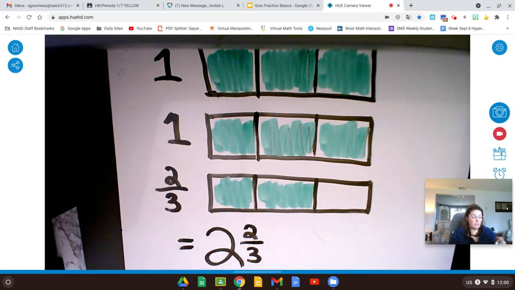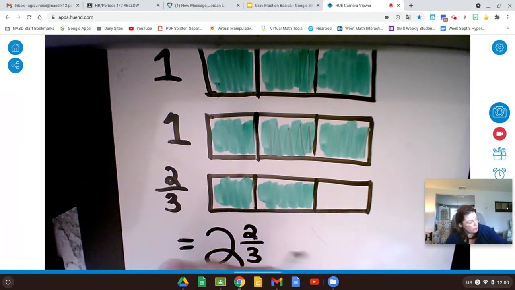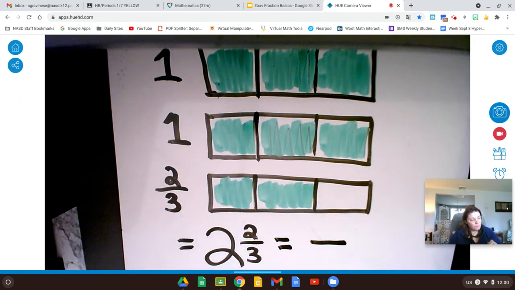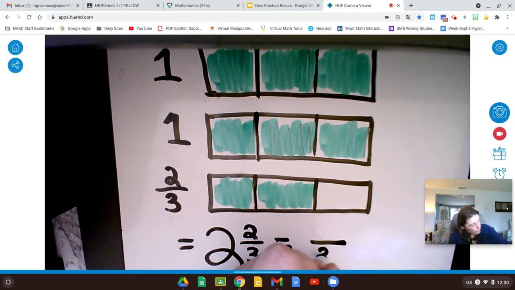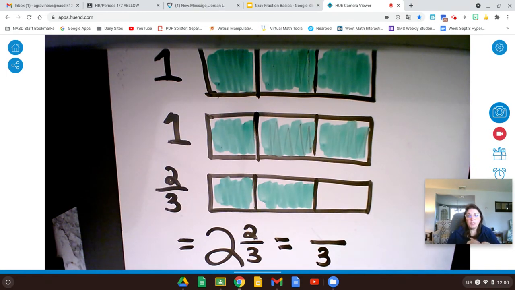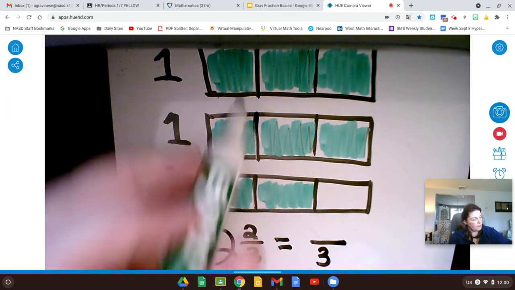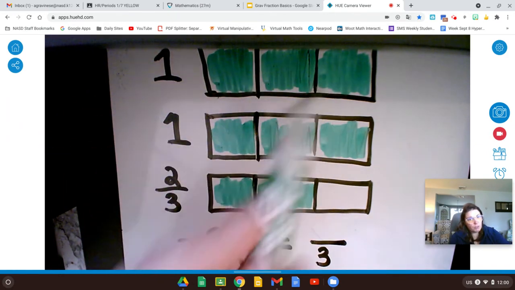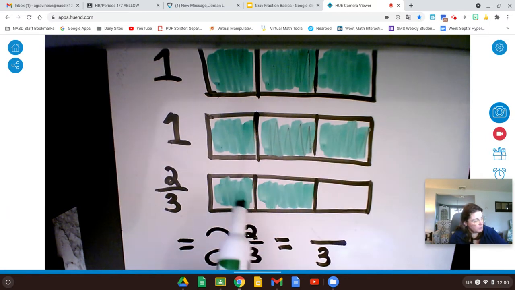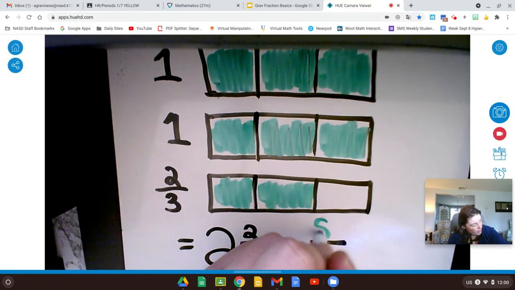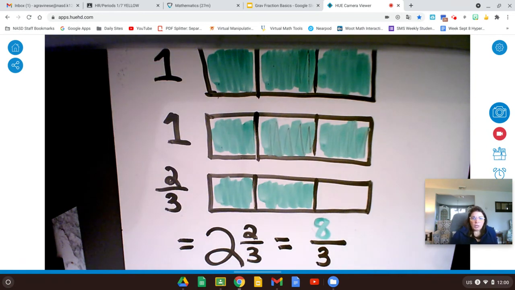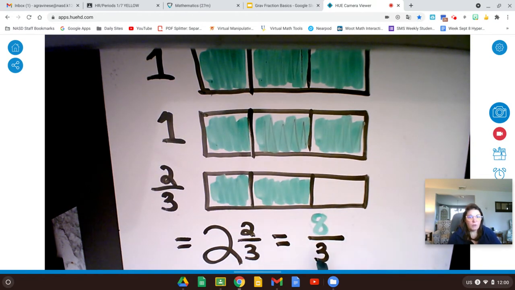Can we write it as a fraction? Yes, we can. So as a fraction, I can keep the same denominator because they're still cut up into 3 equal parts. And next, I just want to count all of the pieces that are shaded. 1, 2, 3, 4, 5, 6, 7, 8. I have 8 shaded pieces, and each model was cut up into thirds, so we can call that 8/3.